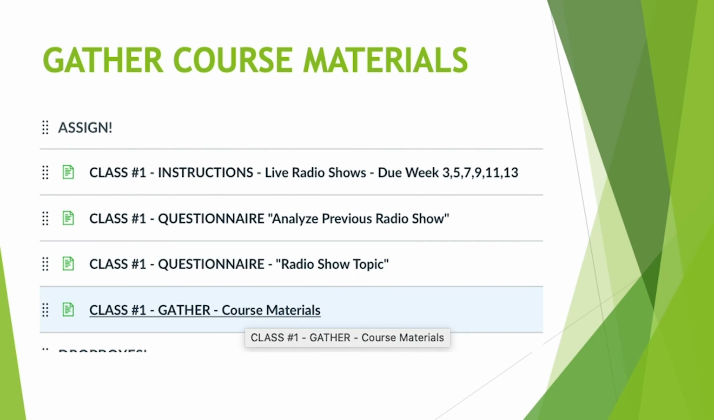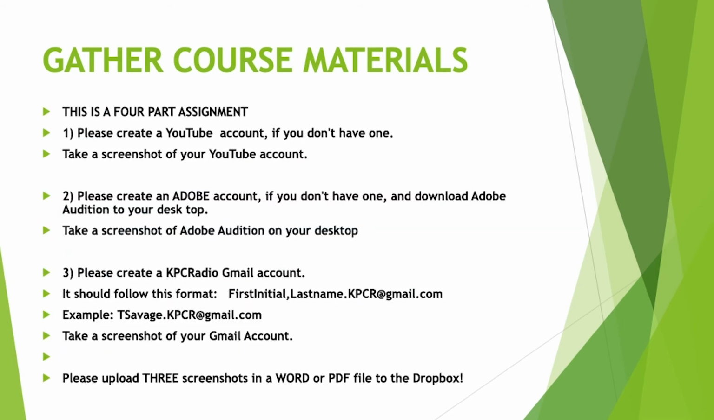Your last assignment, that is due at the end of this week, requires you to gather the materials that you'll need for this class. There are instructions available for you on Canvas, but I'll go through them for you now. This is a 4-part assignment. Part 1, please create a YouTube account if you don't have one, and take a screenshot of your YouTube account. Part 2, create an Adobe account if you don't have one, and download Adobe Audition to your desktop. Take a screenshot of Adobe Audition on your desktop. Part 3, create a KPC Radio Gmail account.